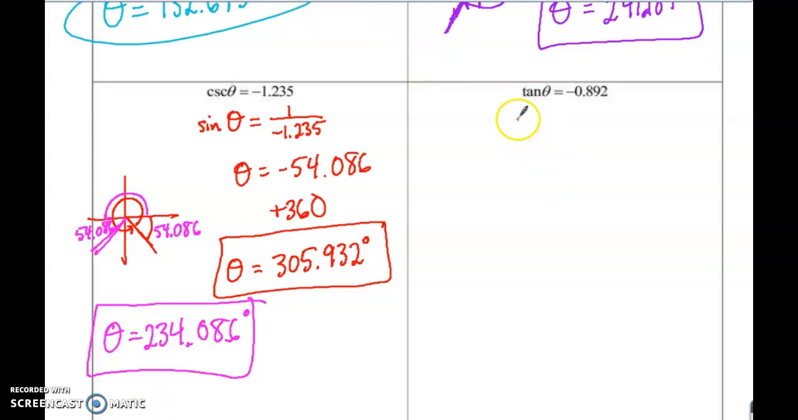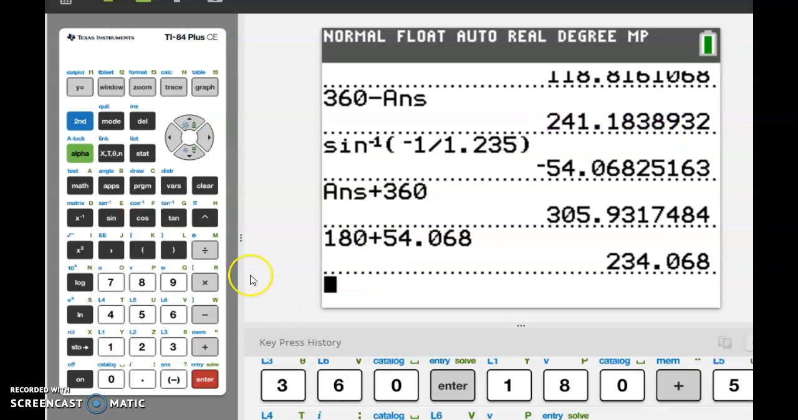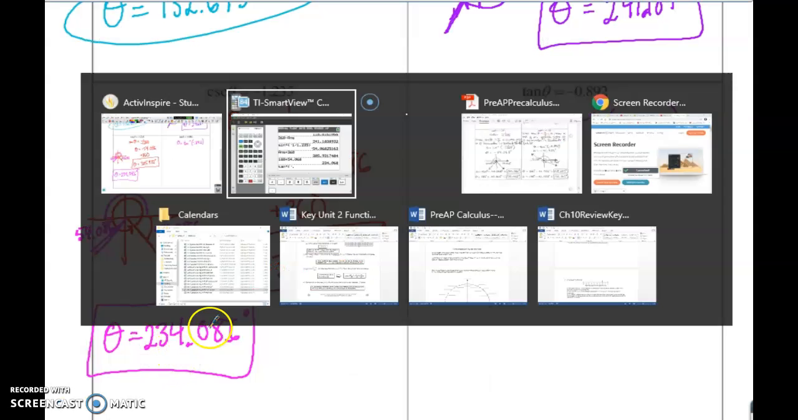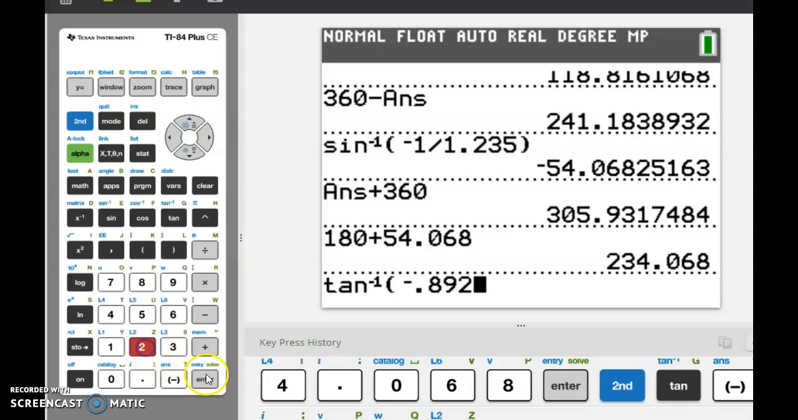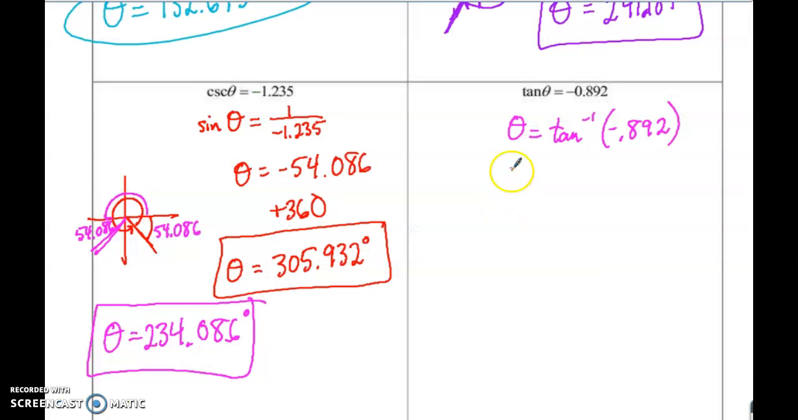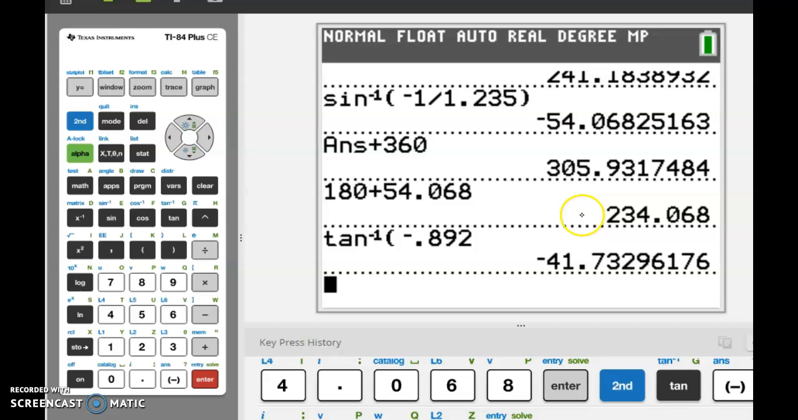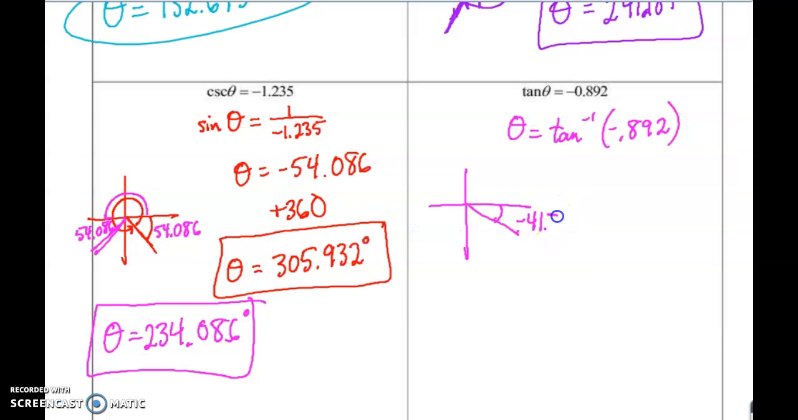And I need to hurry for this last one, so I'm running out of time for this video. But again, it's inverse tangent. Just type it in that way. Second tan of negative 0.892. But again, we're going to get a wrong answer. And the reason why that answer is wrong is because we're going clockwise. Again, it's poorly drawn here. Negative 41.733. So how can we get a correct answer?